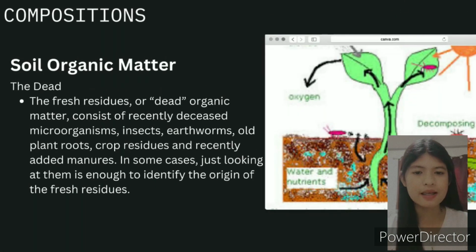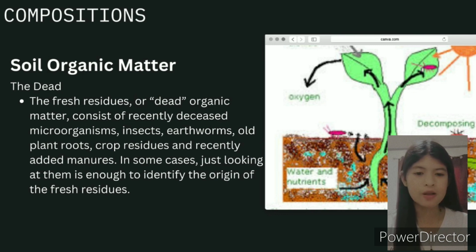The next one is the dead. The fresh residues or dead organic matter consist of recently deceased microorganisms, insects, earthworms, old plant roots, crop residues, and recently added manures. In some cases, just looking at them is enough to identify the origin of the fresh residues.